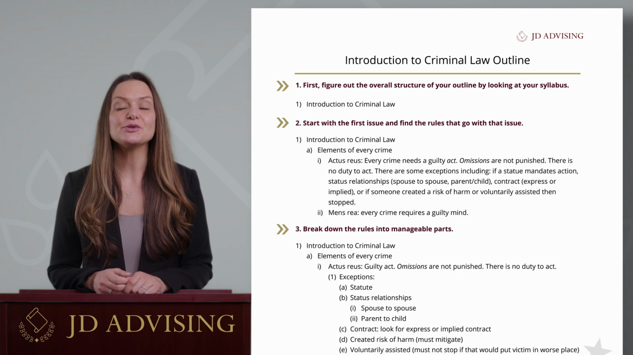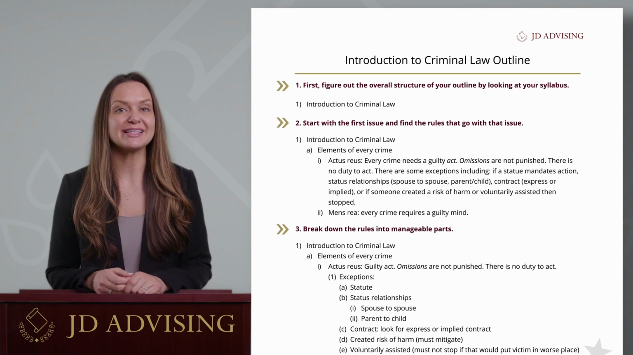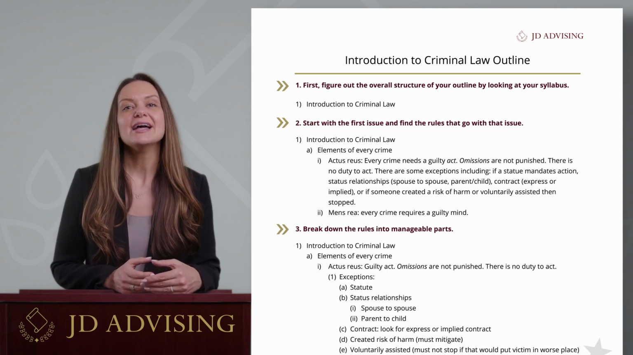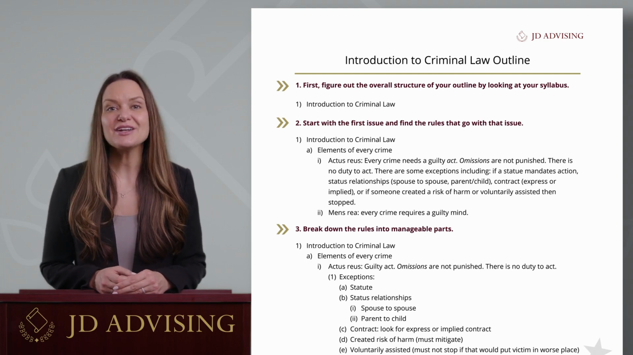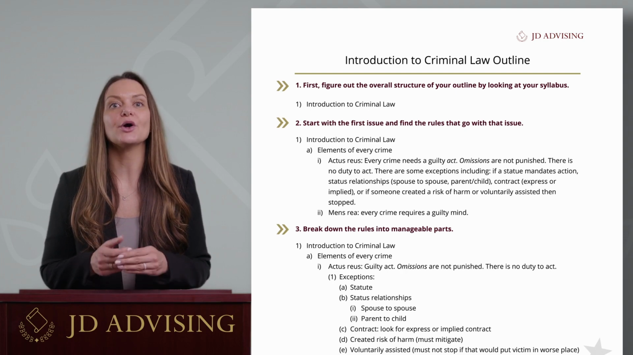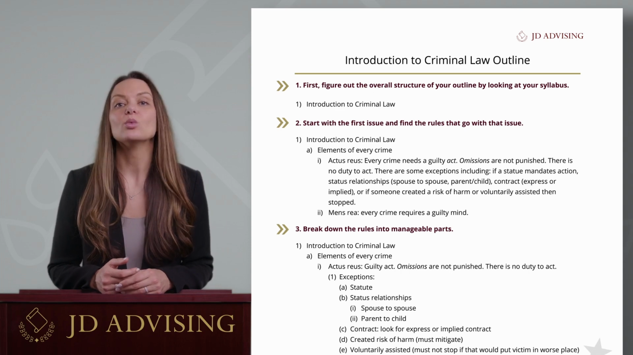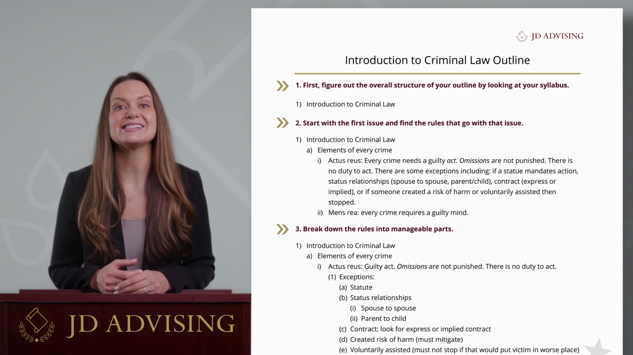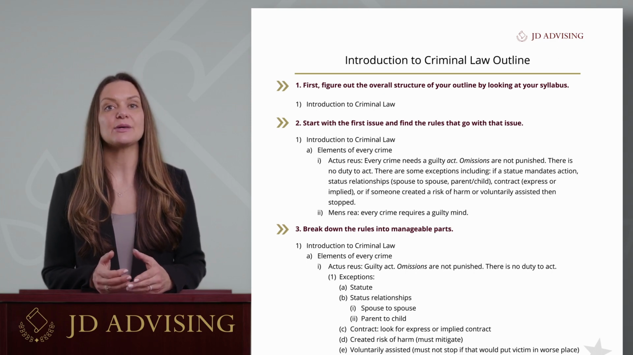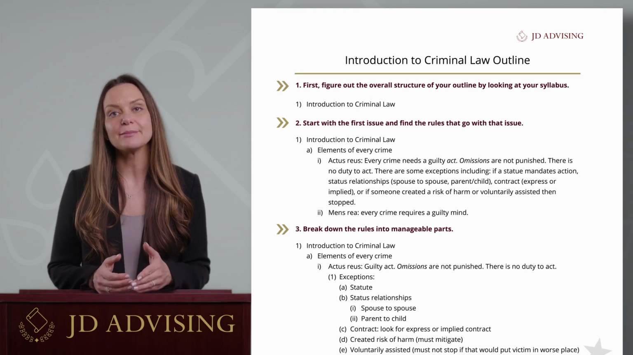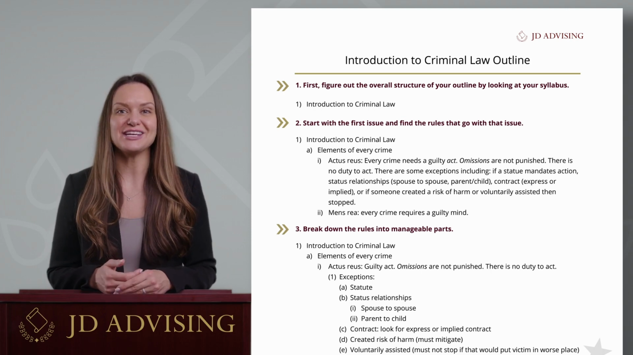Step 2 requires using our class notes. But first, we look at our skeleton outline that we put together using our syllabus in step 1 to figure out what the first issue covered in class was. Then using our class notes, we find the rules that go with that issue. Looking at our skeleton outline that we created, we know that the first issue covered in class is Introduction to Criminal Law. Within that topic, the syllabus indicates that we learned about the elements of every crime, specifically the actus reus and the mens rea. Thus, that is our first issue.